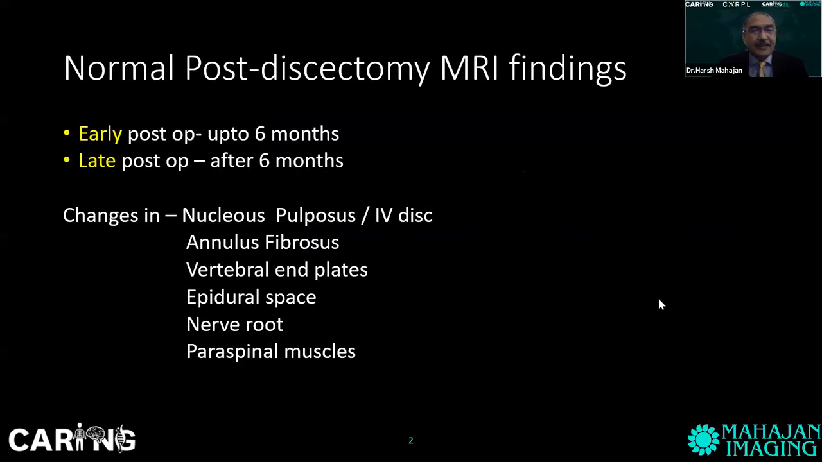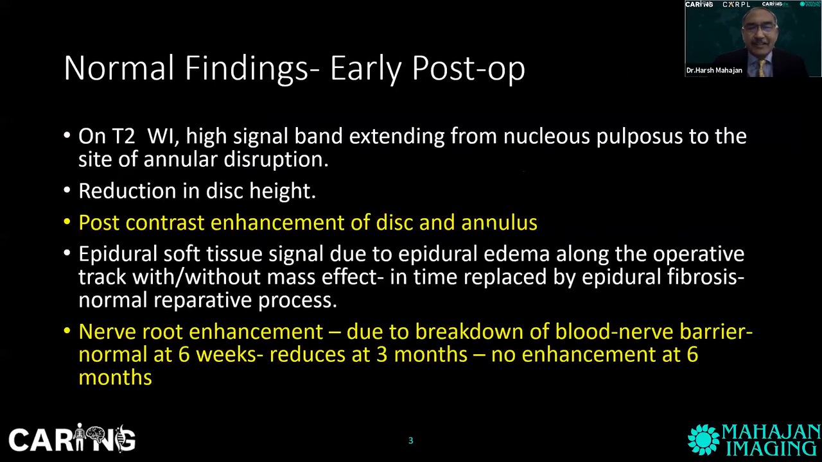Really, if we talk about normal post-discectomy MRI findings, they can be divided into early and late, before 6 months and after 6 months, and changes occur in all the elements. Normal findings early post-op on T2 weighted images: a high signal band extending from the nucleus pulposus to the site of annular disruption, and post-contrast enhancement of the disc and annulus, and this is normal. And epidural soft tissue signal due to epidural edema along the operative tract with or without mass effect, ultimately replaced by epidural fibrosis as a part of the normal reparative process.